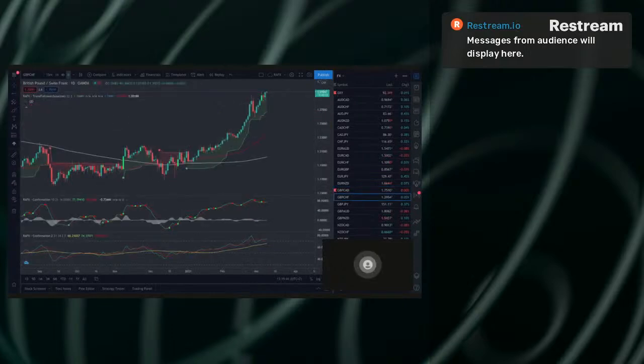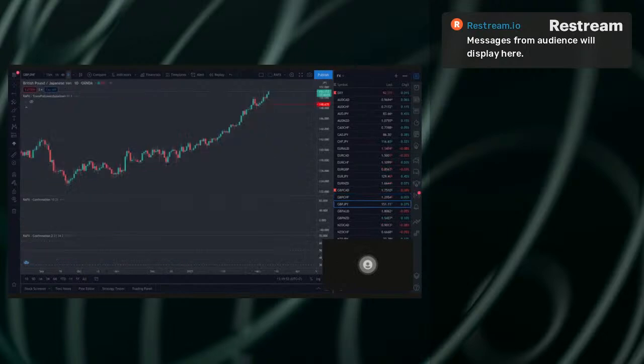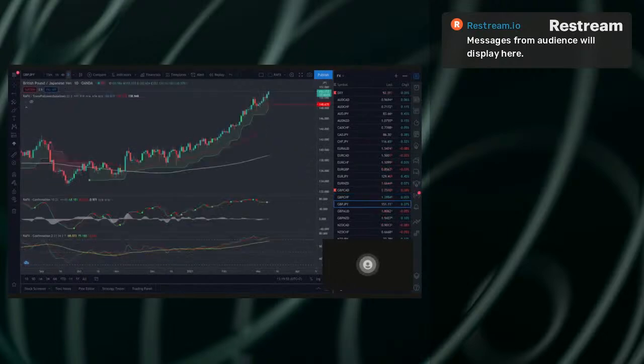So the next pair is GBPCHF. It is still in the downtrend, but the price is way far from the baseline. So we will skip this pair for now. GBPJPY is the same. It is an uptrend, but it is not attractive for us to go into trade because the price already shoots up and far from our 50 baseline in here.